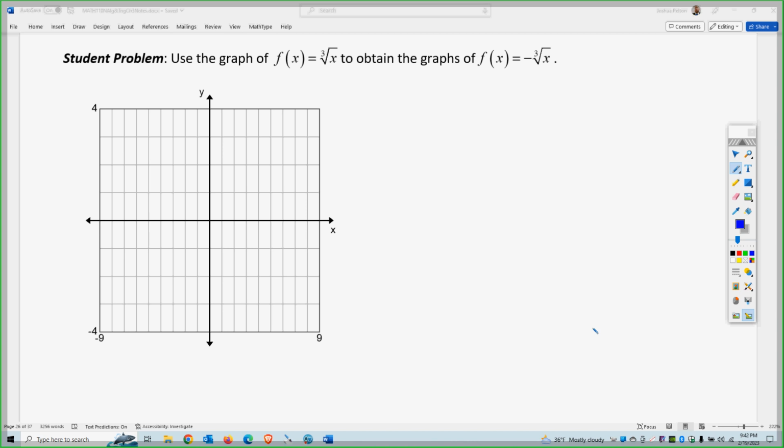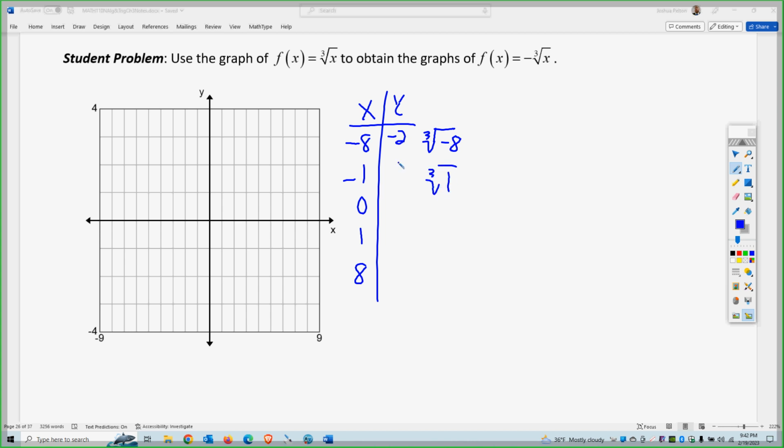Okay, so now we have a cube root function. So we'll do a table of values, x and y, and I'll choose things that are easy. I'll choose -8, -1, 0, 1, and 8, because I can do the third root of -8, right? That gives me -2. The third root of 1 is 1. The third root of 0 is 0.